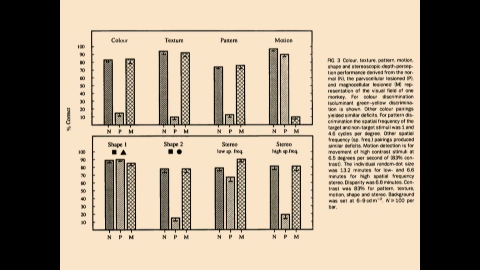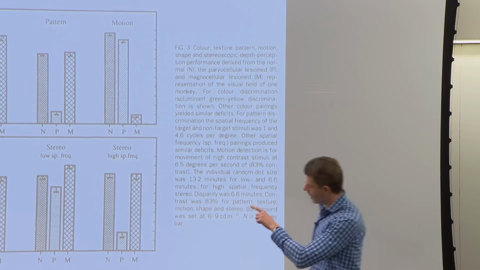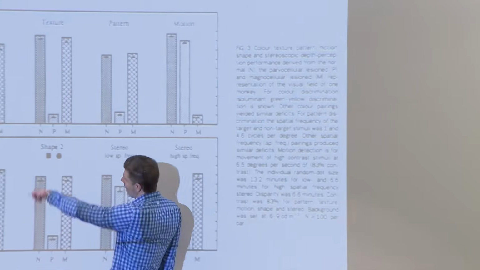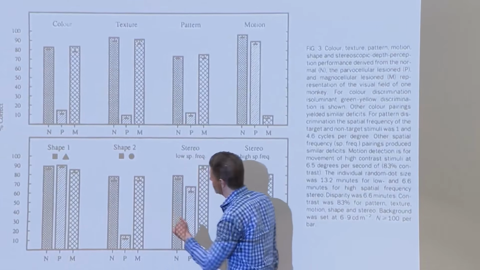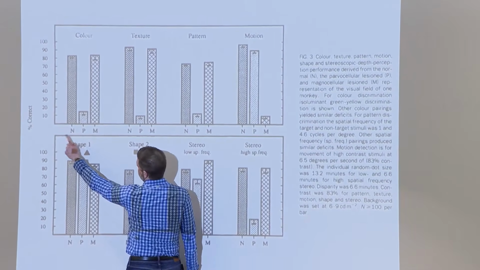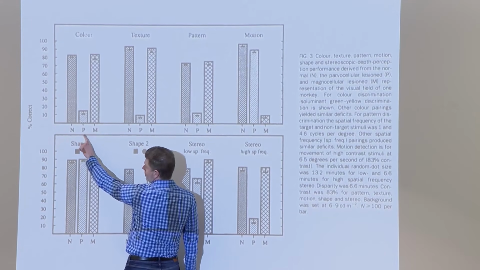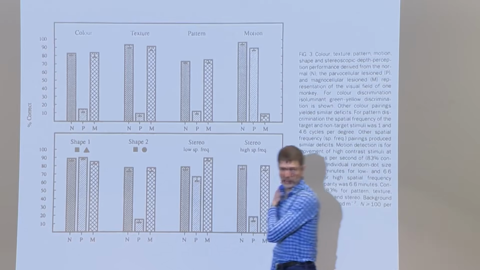And so these were the findings. They measured the ability to discriminate a whole bunch of different types of basic visual properties. This is showing the performance of these animals on these different discrimination tasks. The y-axis here is plotting proportion correct. There are 3 types of regions here. N is, I guess, normal. P is the parvocellular lesioned region, and M is the magnocellular lesioned region.